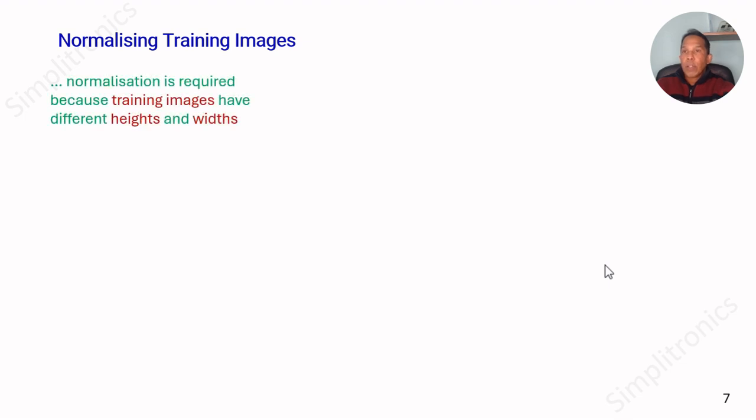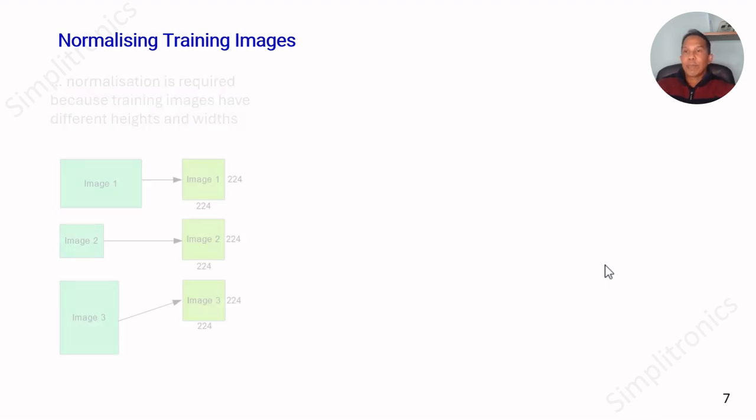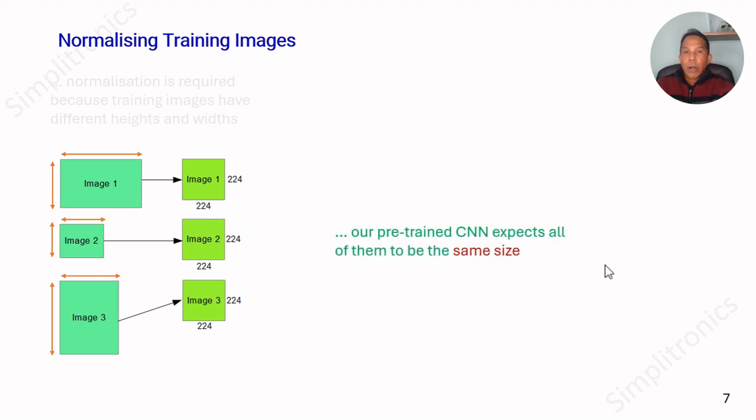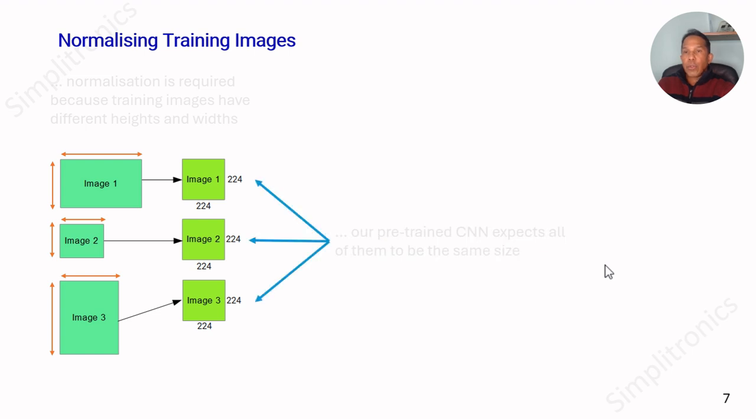Normalizing training images. Normalization is required because training images have different heights and widths. So here are some examples of different images. They have different height and width. On the other hand, our pre-trained CNN expects all of them to be the same size, for example, this size, 224 by 224.